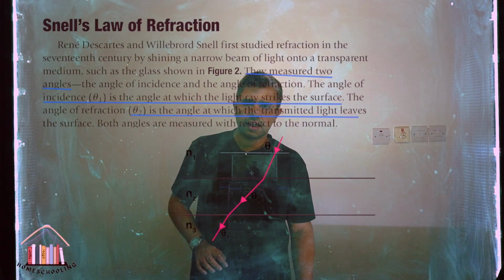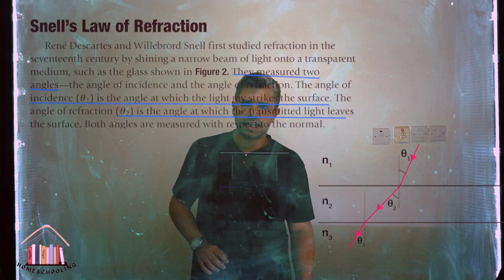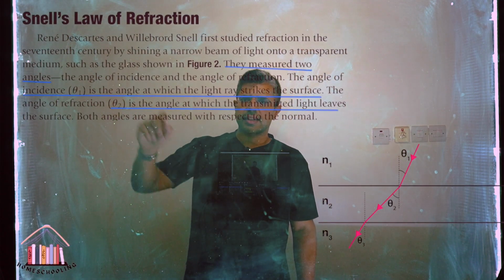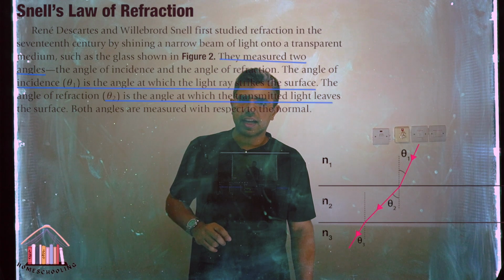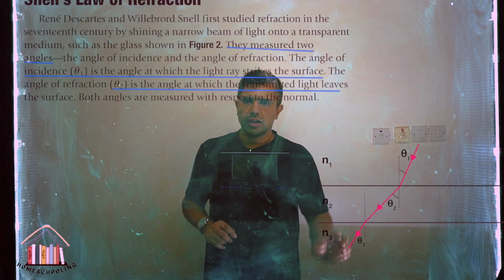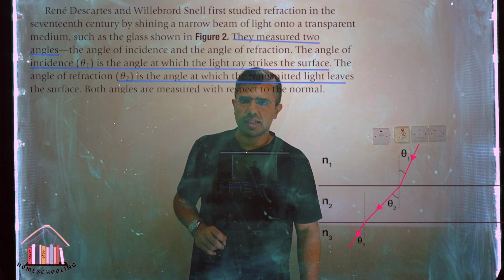So, starting here with discussing Snell's law. Snell is the name of the person who, with René Descartes, tried to describe the refraction phenomenon. So what happens first? They measure two angles, as we see here in this figure.